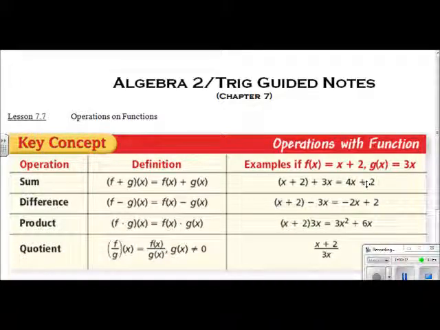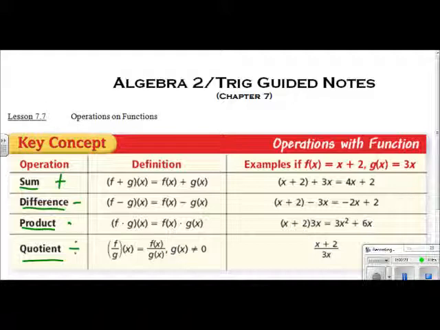Lesson 7.7 is about operations on functions, specifically operations on our polynomial functions that we've been looking at. Some of the basic arithmetic operations that we can look at are the sum, difference, product, and quotient. Sum is just plus, difference is when you take minus, product is when you take something times another, so we usually use that dot, and quotient is divided by something.